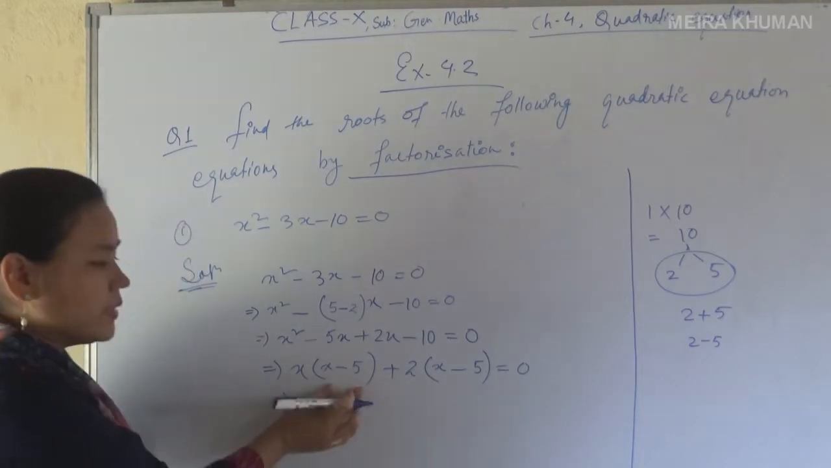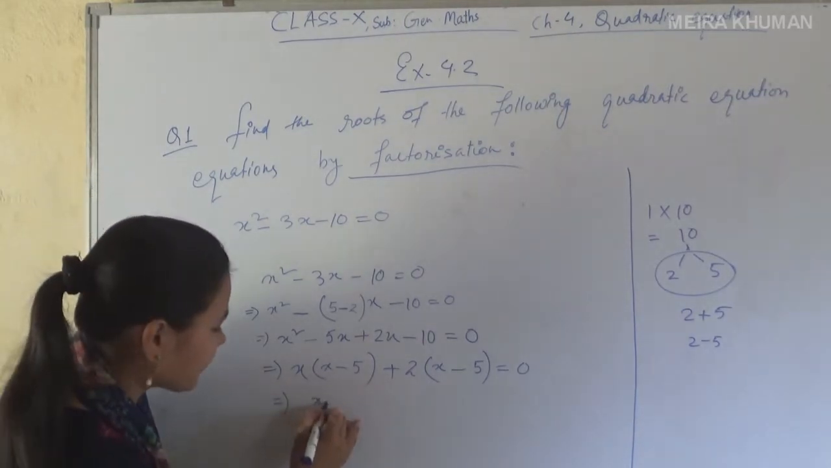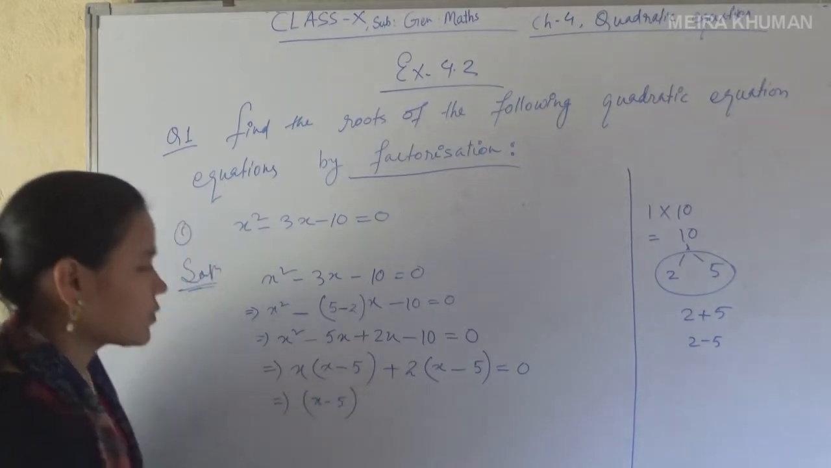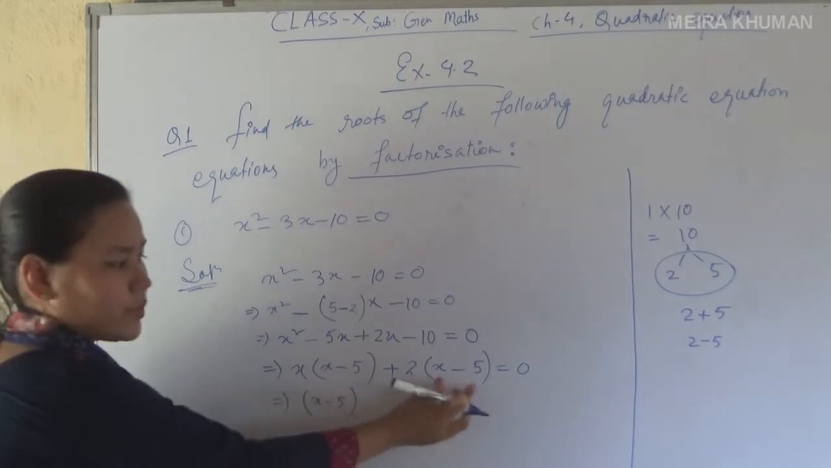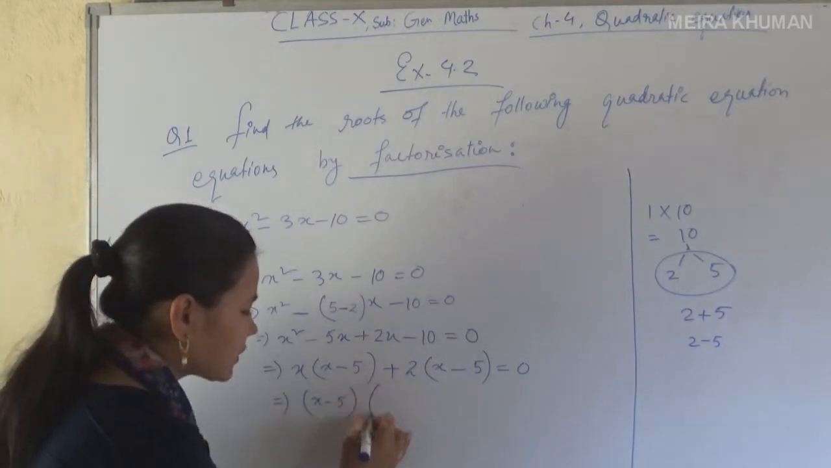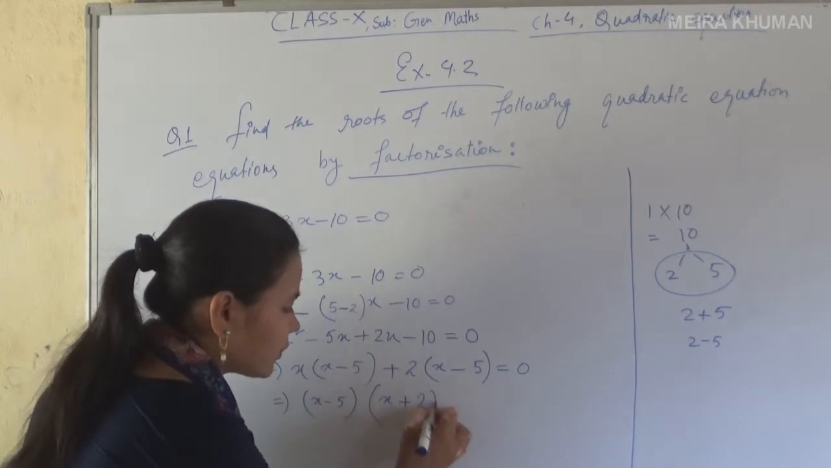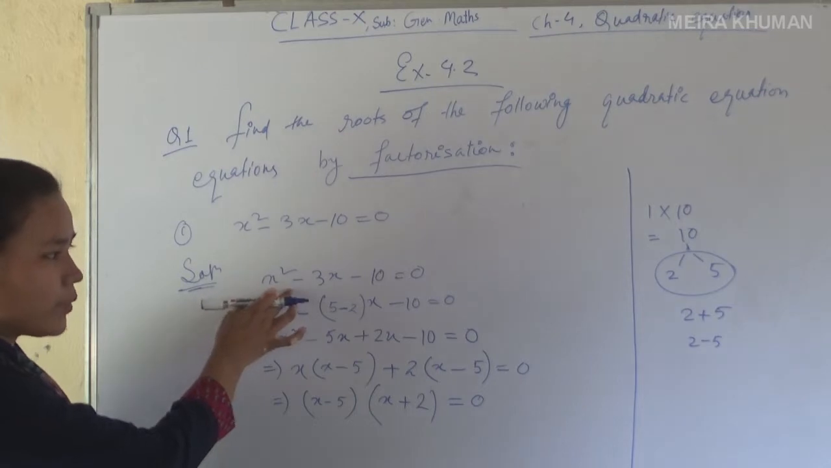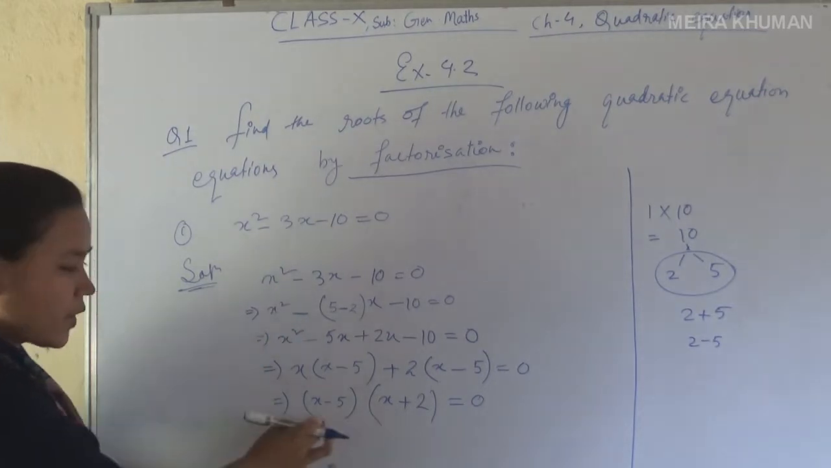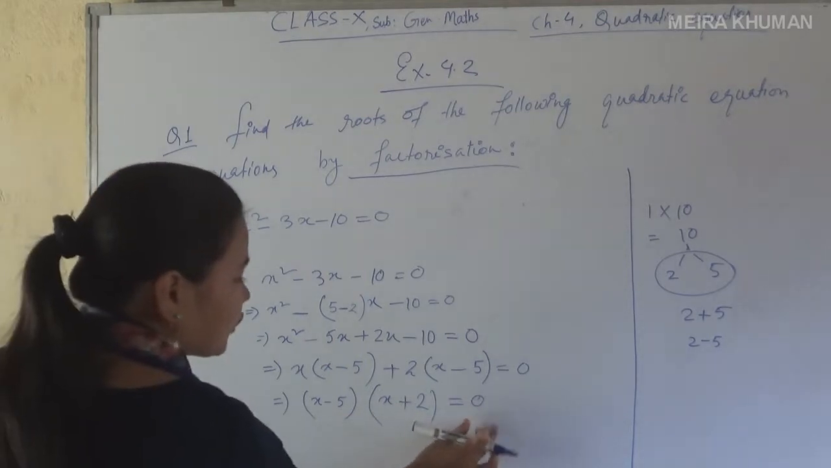So you are getting the inside bracket the same. Again this x minus 5 is common. You can take x minus 5 common. So in the factorization method, the bracket term should be the same. So x minus 5 is common, then x plus 2 equal to 0. So this quadratic equation you are getting in two factors: one is x minus 5 and another is x plus 2 equal to 0.